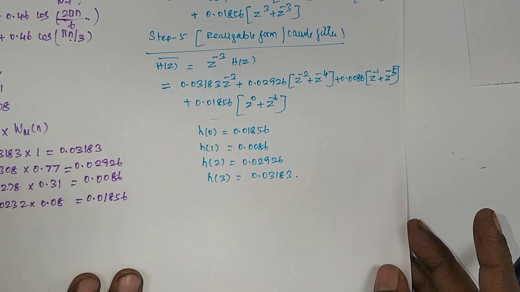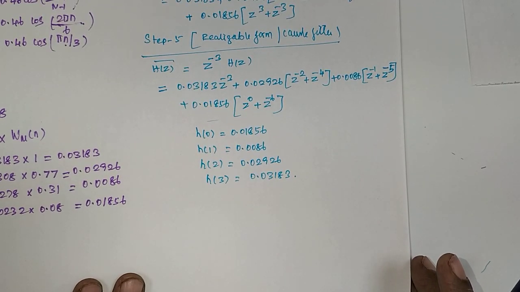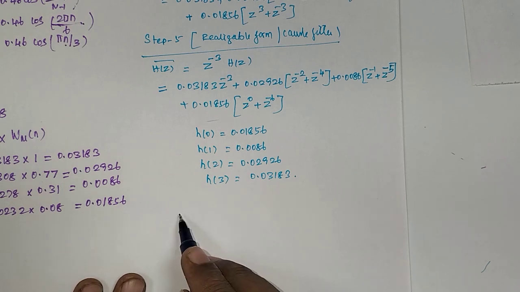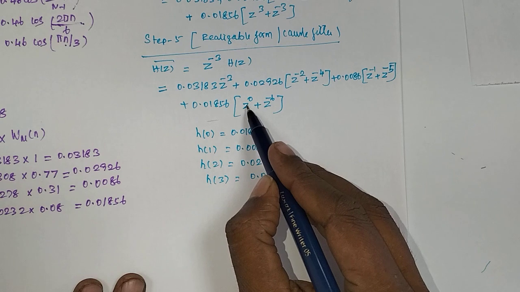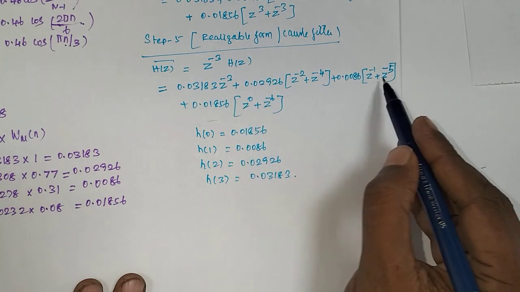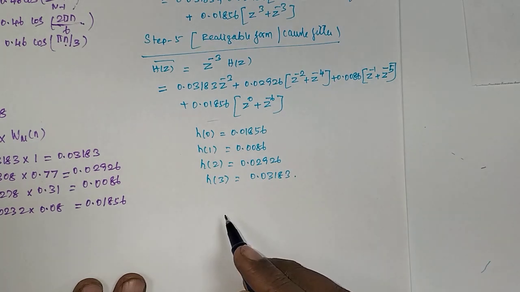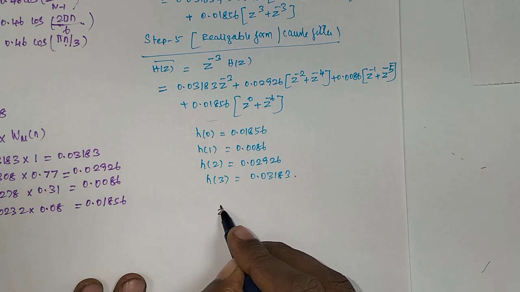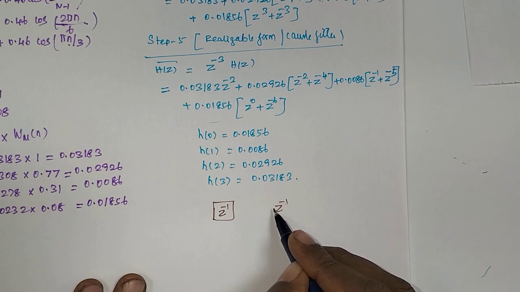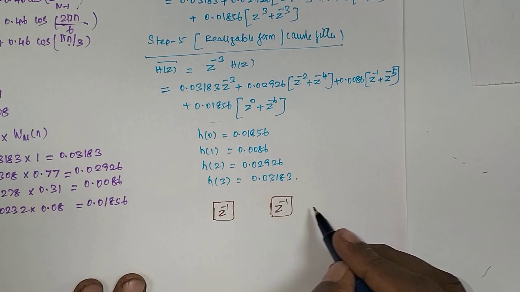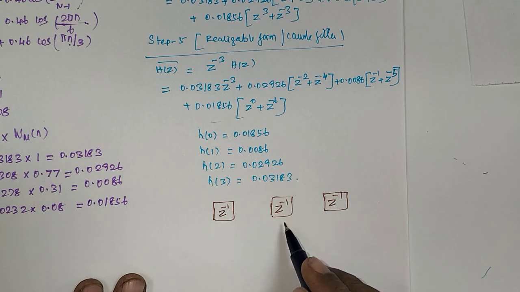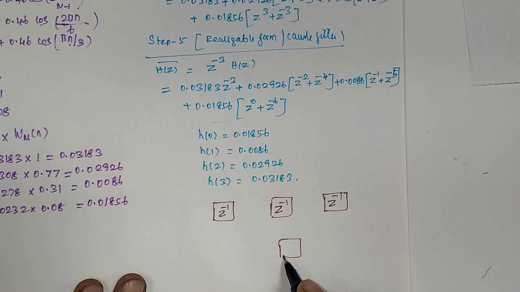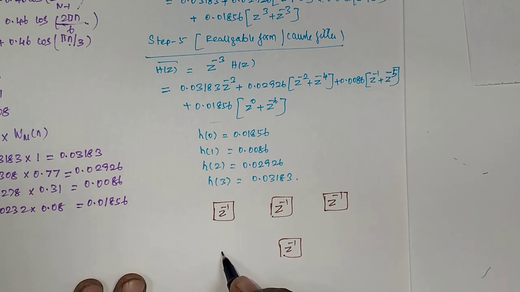Okay, next, how to realize this filter using direct form? You just check how many delay lines: 0, 1, 2, 3, 4, 5 and 6. So 6 delay lines. You have to draw these 6 delay lines, that is z power minus 1, z power minus 1, and then z power minus 1, and then the combination z power minus 2, z power minus 4, and then z power minus 5, and then z power minus 6.